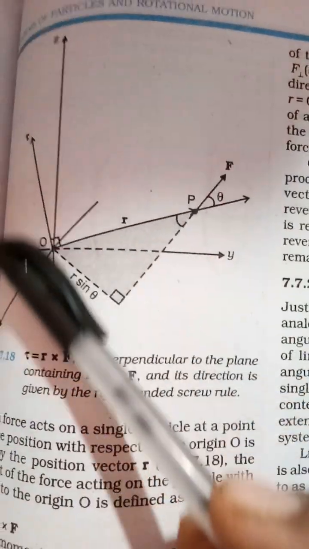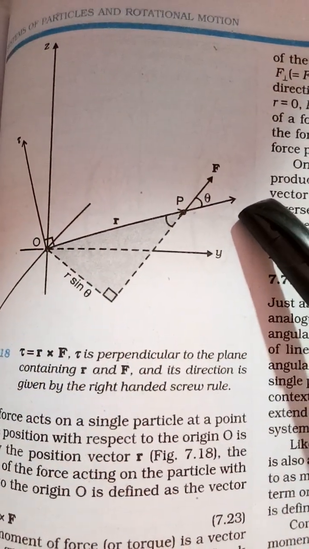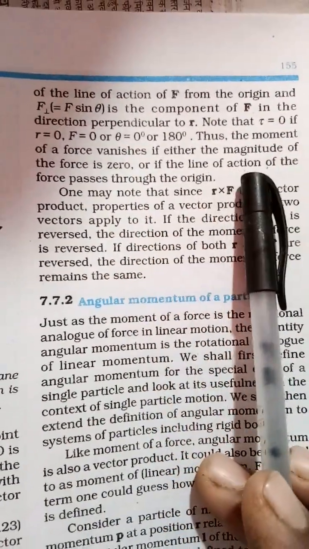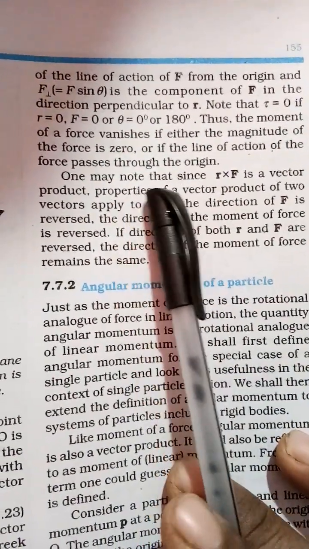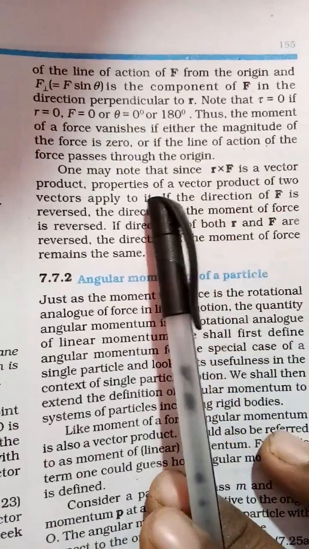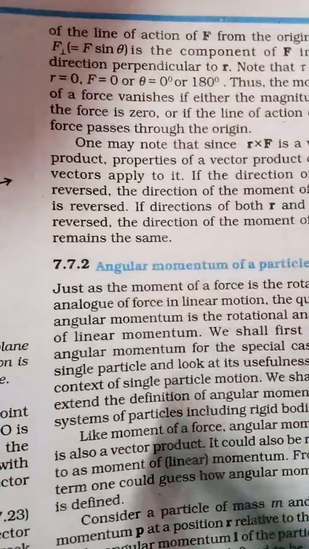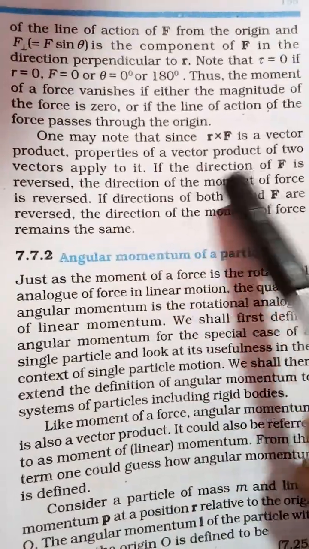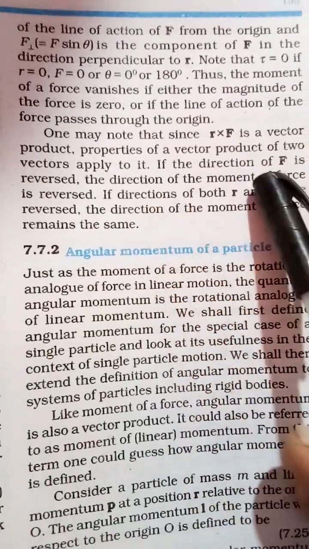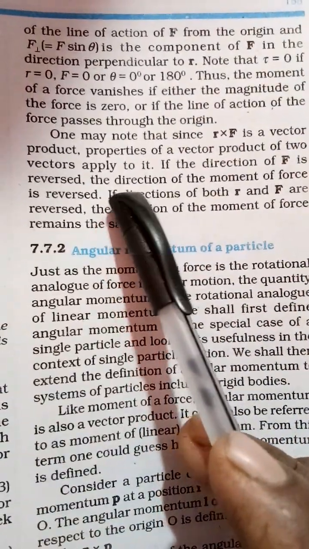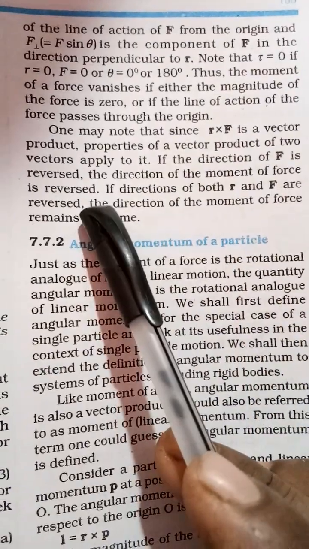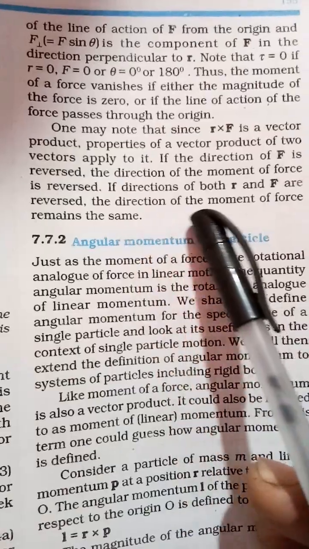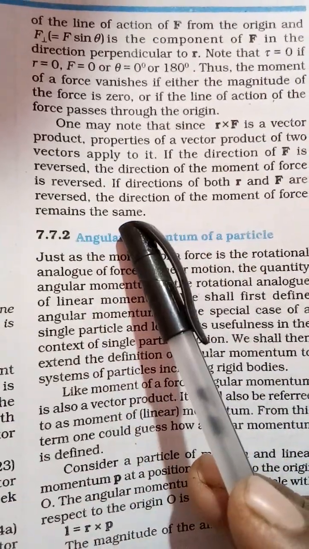Here this figure will provide you the information. You can see that tau is zero if the line of action of the force passes through the origin. One may note that since r cross F is a vector product, the properties of a vector product of two vectors apply to it. If the direction of F is reversed, the direction of the moment of force is reversed. If the directions of both r and F are reversed, the direction of the moment of force remains the same.